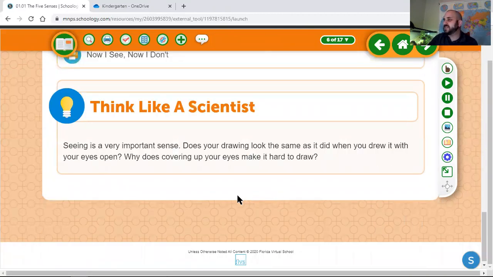Think like a scientist. Seeing is a very important sense. Does your drawing look the same as it did when you drew it with your eyes open? Why does covering up your eyes make it hard to draw?